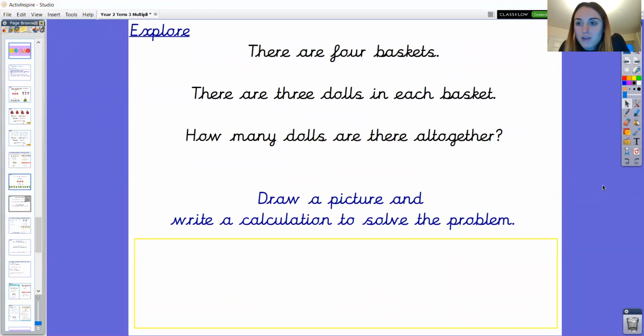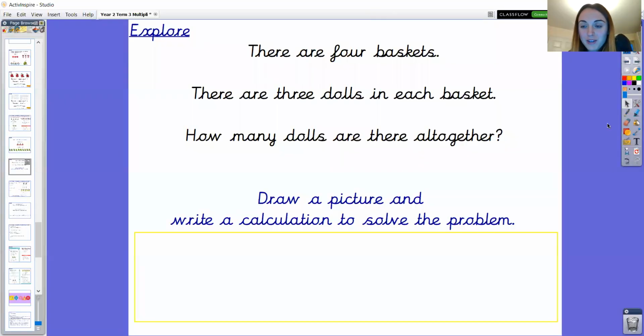Okay, so moving on to the next explore question. Very similar, but this time we have a little bit of a story here. There are 4 baskets. There are 3 dolls in each basket. How many dolls are there altogether? Please pause the video here and draw a picture and write a calculation to solve the problem.